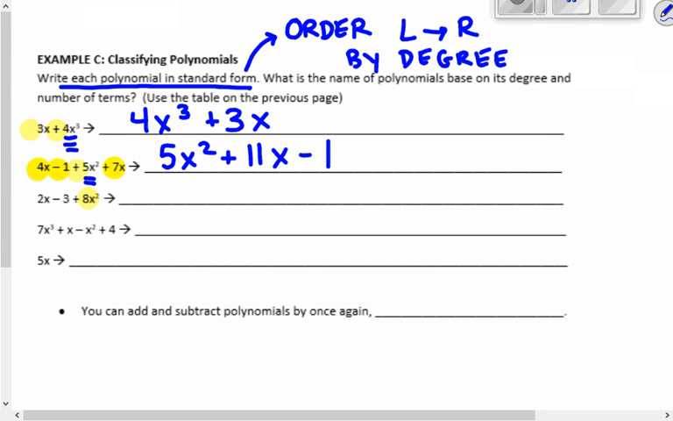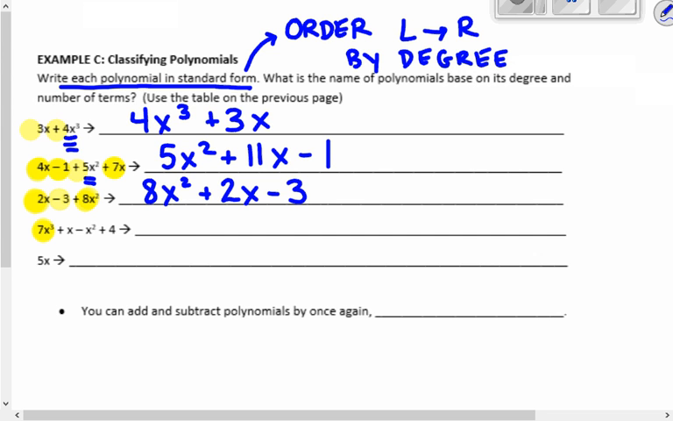For the next one, 8x squared will be first because it has the highest degree, 2. The next one, positive 2x, I made it plus because the 2x doesn't have a sign in front of it, meaning that it's positive. The constant 3 will be listed last as minus 3. So all I'm doing so far is the first step in each of these problems, writing them in standard form. We're going to go back and name them after I'm done with the next two.